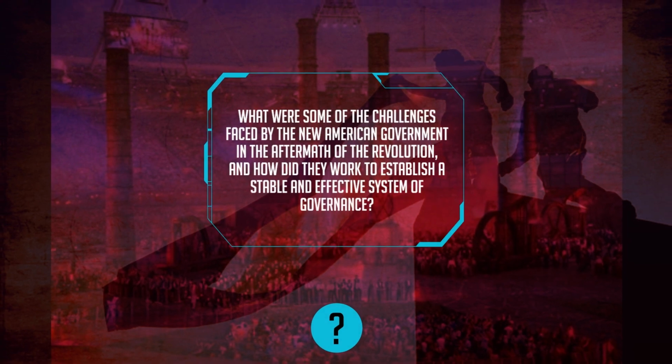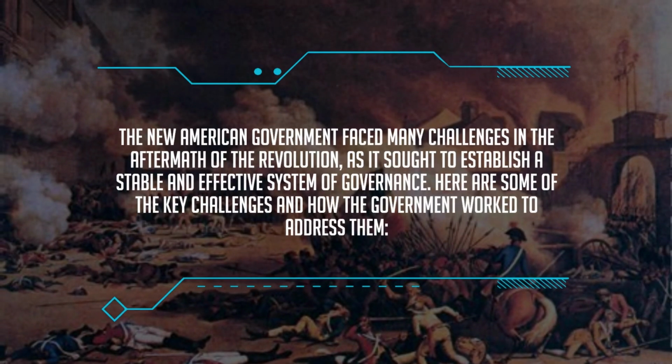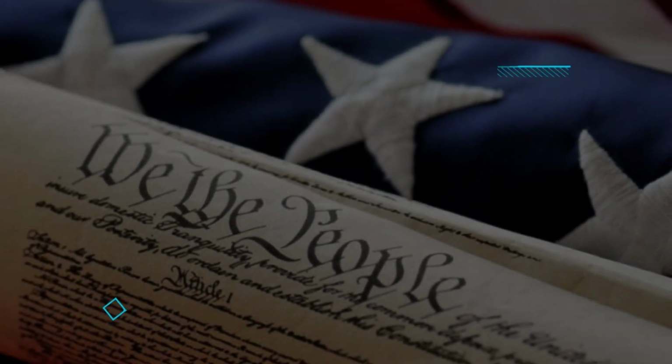What were some of the challenges faced by the new American government in the aftermath of the Revolution, and how did they work to establish a stable and effective system of governance? The new American government faced many challenges in the aftermath of the Revolution, as it sought to establish a stable and effective system of governance. Here are some of the key challenges and how the government worked to address them.